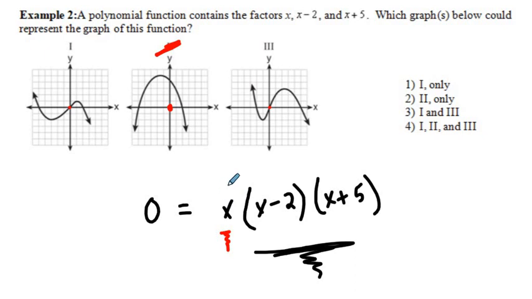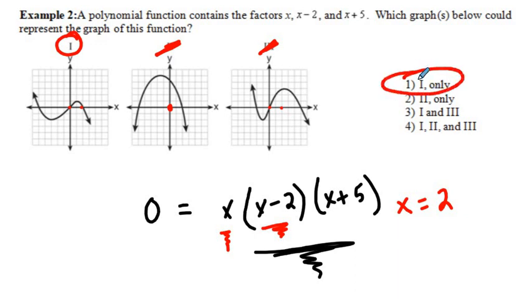Now, ignoring that, because we've already taken care of that particular factor, let's look at x minus 2. So x minus 2 is 0 when x is equal to 2. So that means we are looking for a graph with a root at 2. So 1 has a root at x equals 2, and 3 does not, so we are left with only 1 left. And if we look at our choices, that is an option.